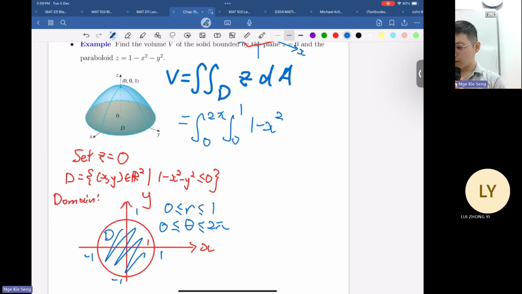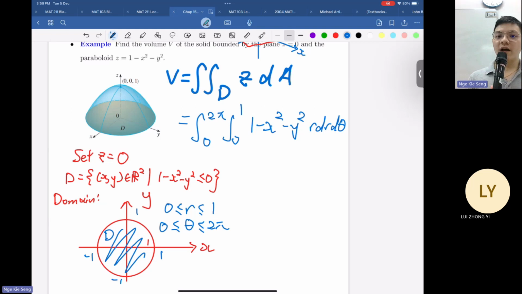So my surface is 1 minus x squared minus y squared, r dr d theta. Very important, multiplied by r. Can you do the integration now or not? Not yet. What do you need to do? You need to change your coordinate.